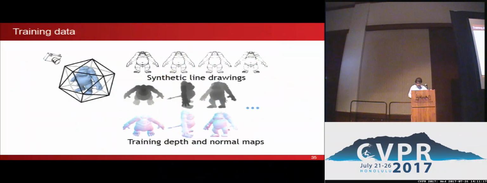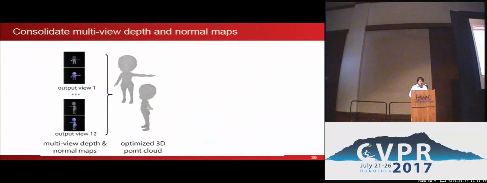So we had training data. I mean, you can produce synthetic line drawings based on standard artistic rendering, non-photorealistic rendering algorithms, and you can get pairs of synthetic line drawings with depth and normal maps from different views. So the thing here is that during training, if you have a 3D model, the depth and the normal maps that you get are consistent because they correspond to a ground truth 3D model. During testing, however, there might not be such consistency. There might be some discrepancies between the different depth maps.